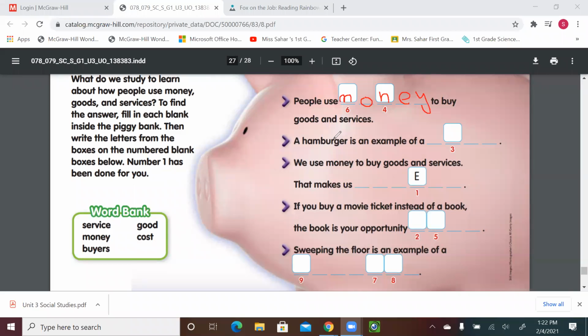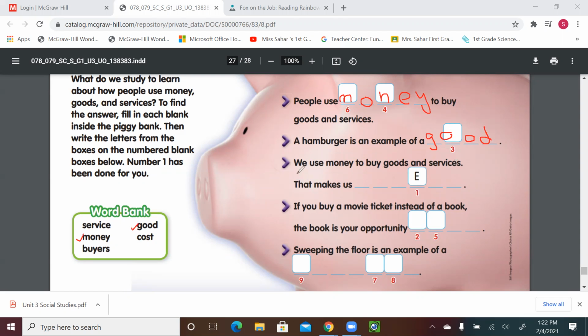All right, let's go for number 2. A hamburger is an example of a service. We already used the word money, so we're going to make a check next to the word money so we don't use it. Service, buyers, good or cost. A hamburger is an example of service, buyers, good or cost. Very good. If you choose the word good, you're right. So this is the second word, and let's write it here. So I'm going to write the word G and then O, oops, O, and then D.